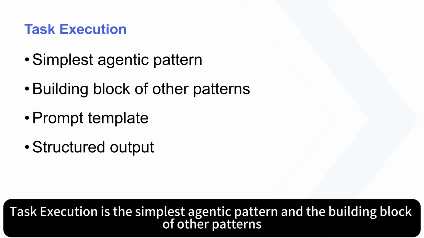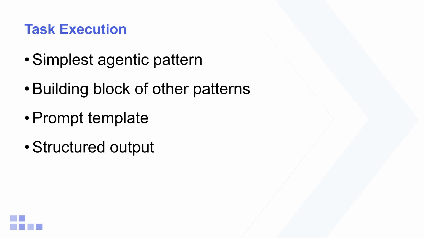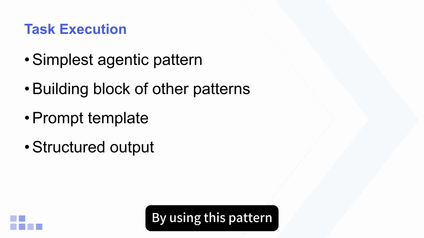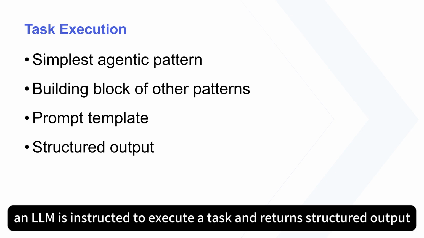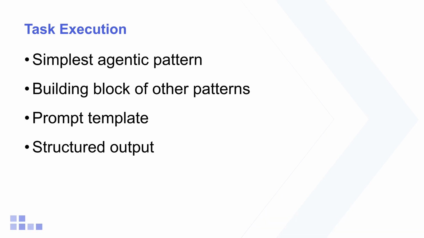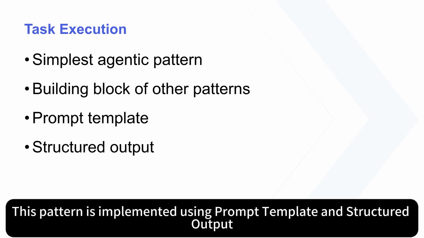Task execution is the simplest agentic pattern and the building block of other patterns. By using this pattern, an LM is instructed to execute a task and returns structured output. This pattern is implemented using a prompt template and structured output.